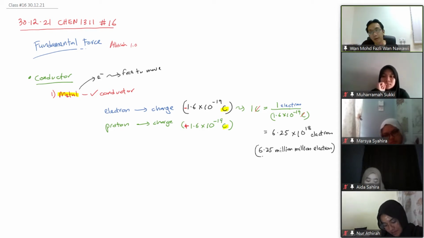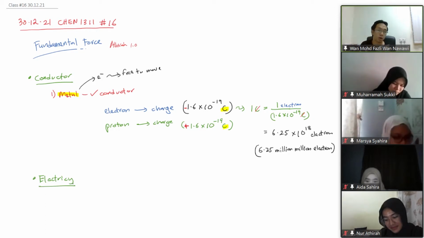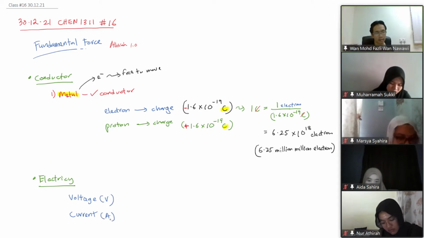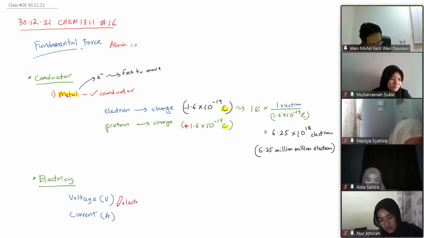So in everyday life, you don't really hear about the Coulomb. When you talk about electricity, one of the properties of materials is whether they can conduct electricity or not. Normally you hear about the voltage, the volt, and also the current, which is in ampere. The voltage is basically the electric potential. The other name for voltage is electric potential.